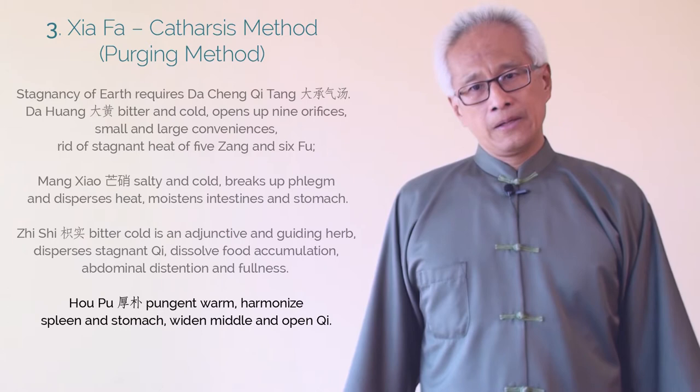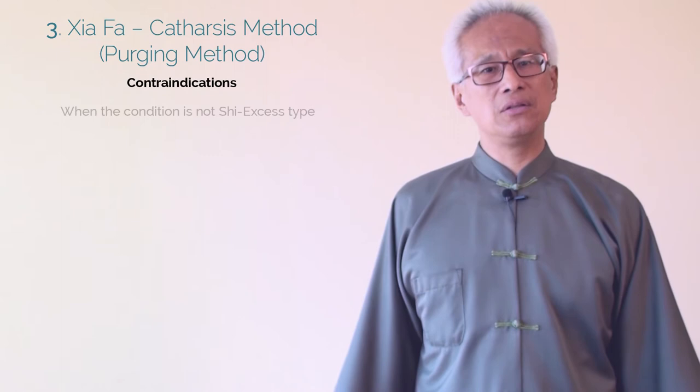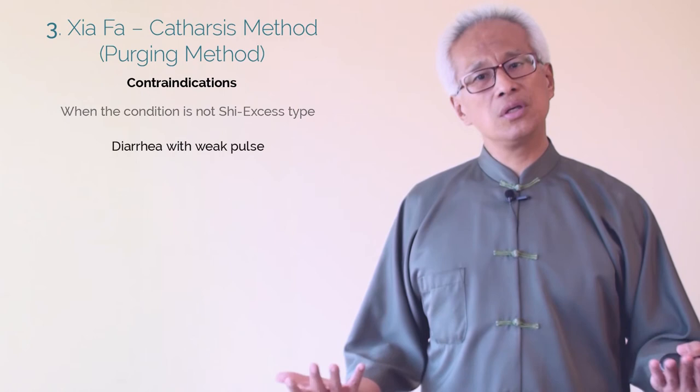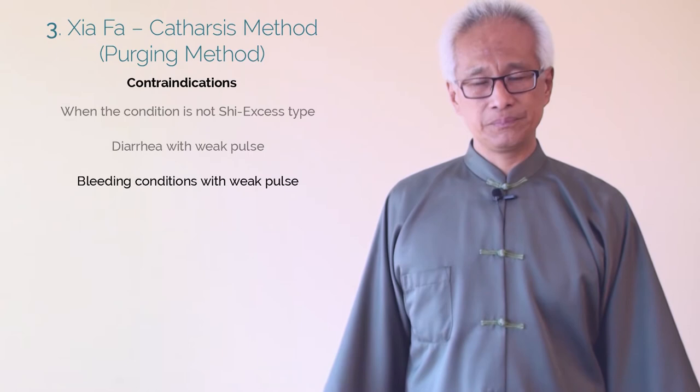Now, there are times where you don't want to use the purging method. The purging method frequently is contraindicated when the condition is not the excess type, when it's a deficiency type, when there's diarrhea with weak pulse, when the bleeding condition is there with weak pulse. That is not suitable for the purging method.